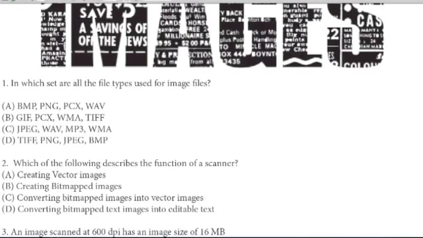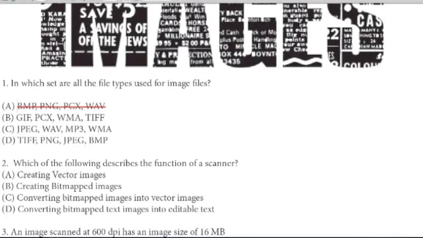So what I'm going to do is have a look at this question and have a look at the first option. So straight away, I've got no idea what this is, but that doesn't matter. I know what a bitmap and a PNG is, but I also know what a wave is, and a wave is not an image file, so you can cut that out straight away. Don't worry if you can't recognize stuff, because the question asks, in which set are all the file types used for image files? You know that wave's not, so it doesn't matter what PCX is.